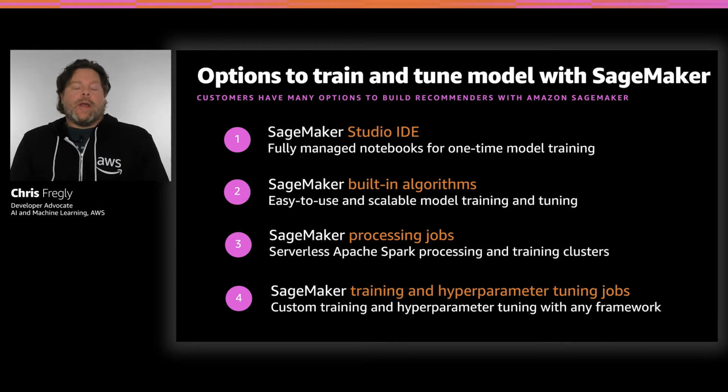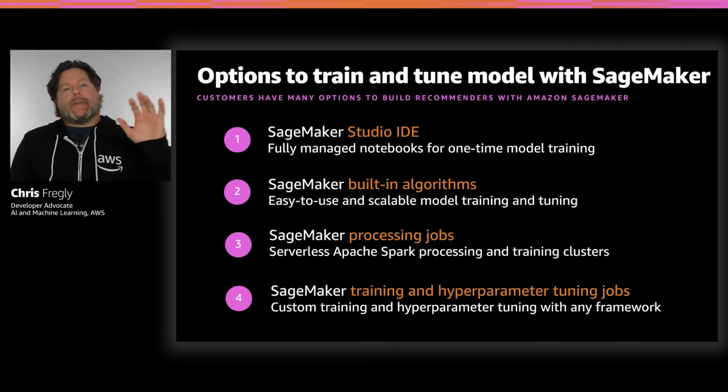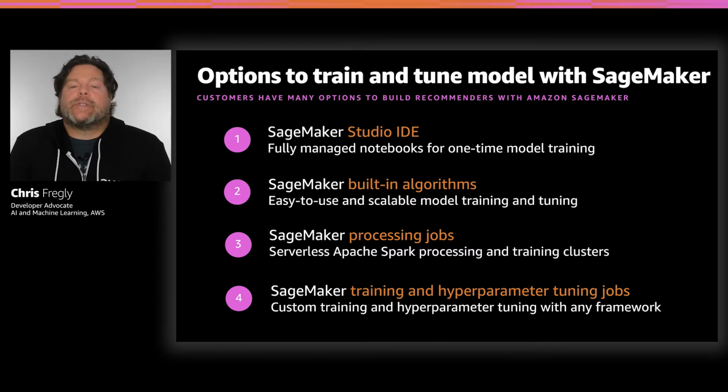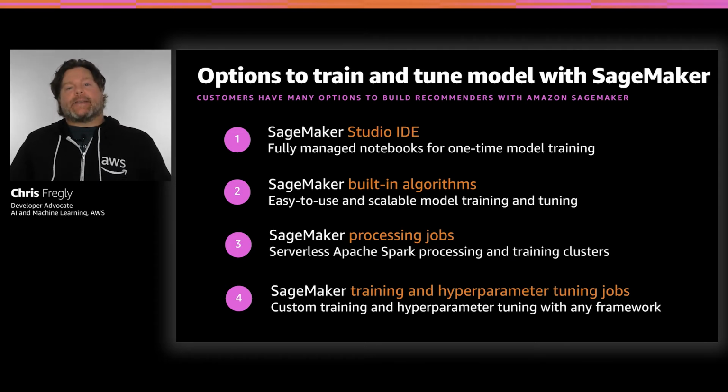All right, so at the top of the stack would be the SageMaker Studio IDE. This is a great product based on JupyterLab. You can build your own extensions and extend it if you want, or just use the built-in SageMaker Studio. And this will give you access to experiment tracking and various features where you can compare experiments, track lineage, things like that.